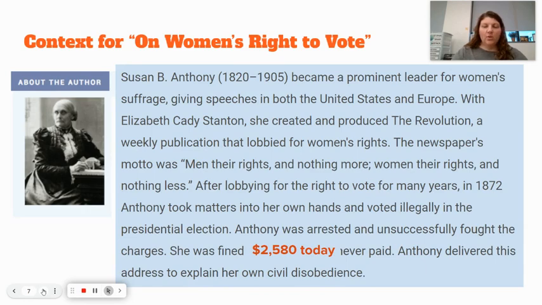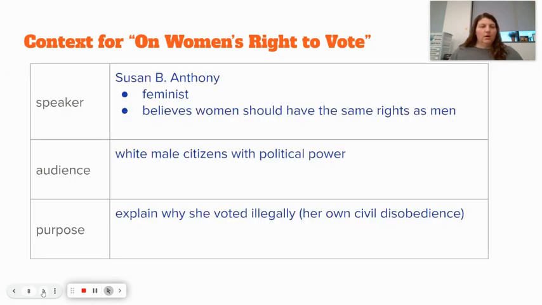The speech that we are going to read is one that she delivered in order to explain why she broke the law, explain her own civil disobedience. Speaker, audience, and purpose for Susan B. Anthony's text. So the speaker is Susan B. Anthony, and what we know about her is that she is a feminist. That means that she believes that women should have equal rights and equal treatment as men, not that she thinks women are better than men.